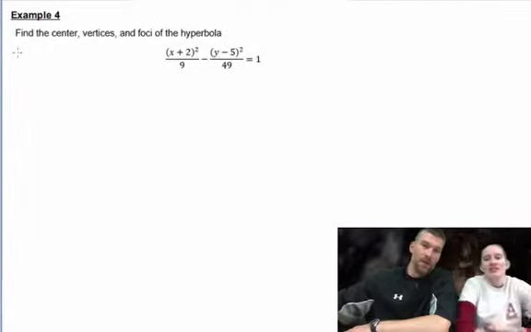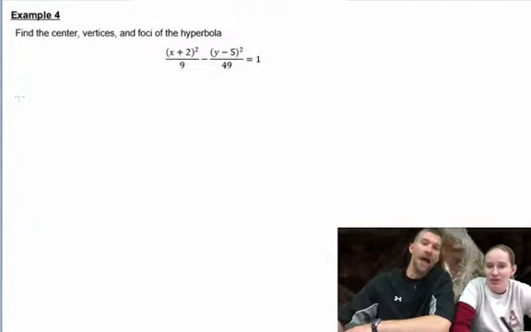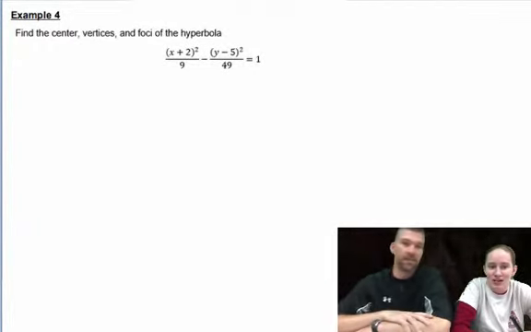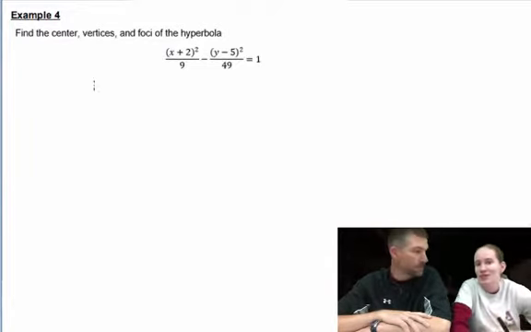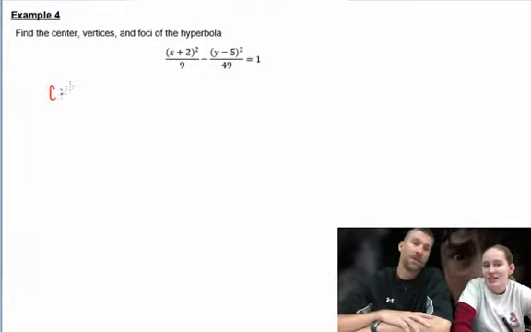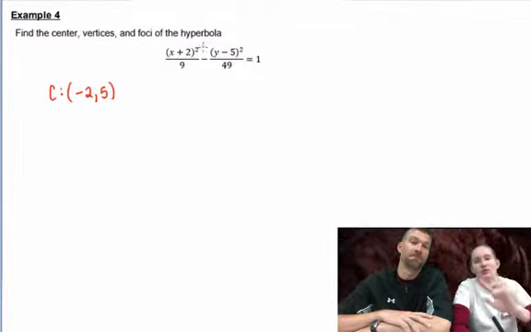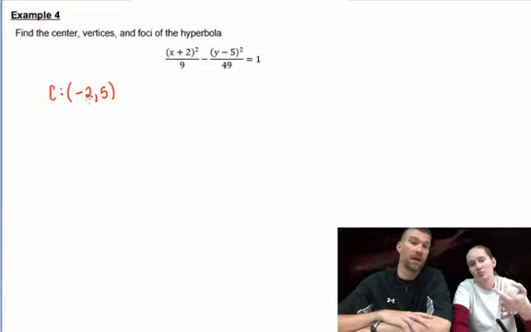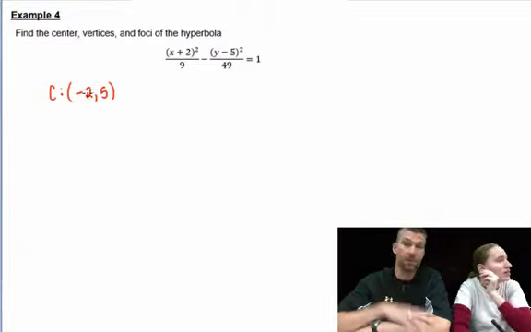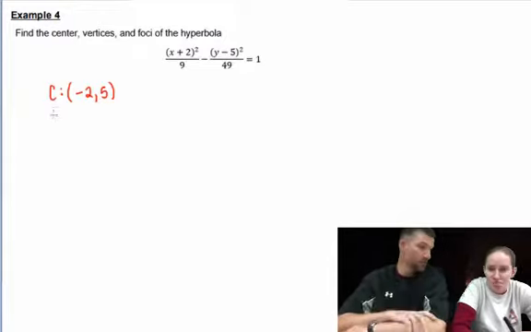Example 4, find the center, vertices, and the foci of the hyperbola. I know, I already can do all of that. Yeah, you can, absolutely. I believe in you. Let's start with the center, (h, k). Opposite of +2, -2. Opposite of -5, +5. Make sure that you're paying attention to the order. If these were flopped around, you'd have to make sure you put x with x and y with y. Rule number 1, don't forget.